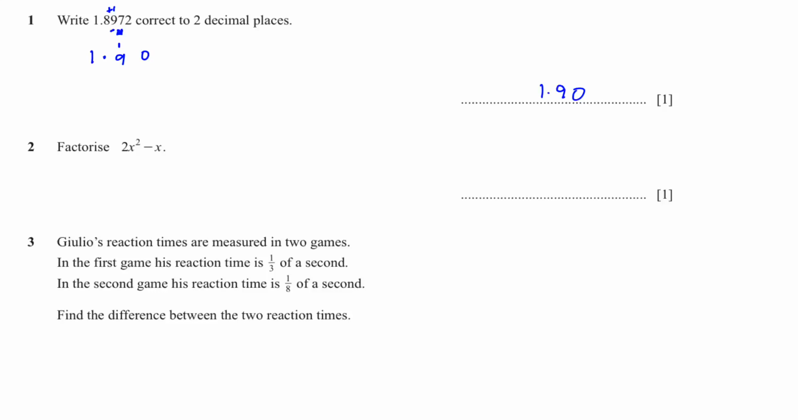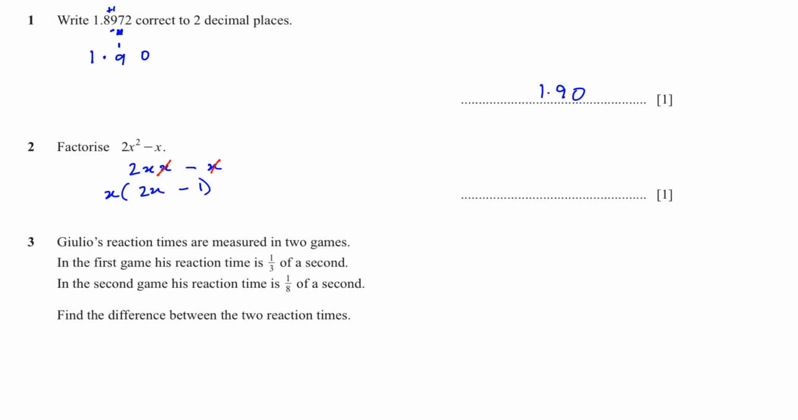Next question, 2x square minus x. We have to factorize it. X square means 2x, correct? So what is common? X is common. If we remove the x out, we will have 2x minus 1.